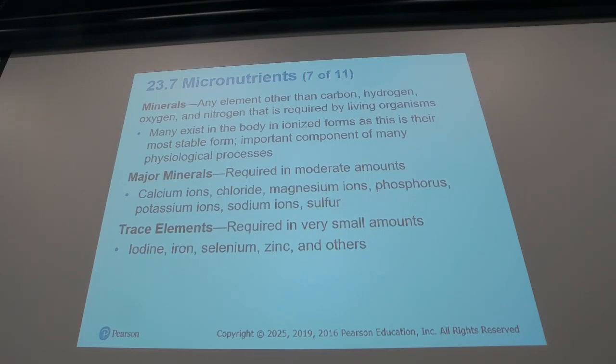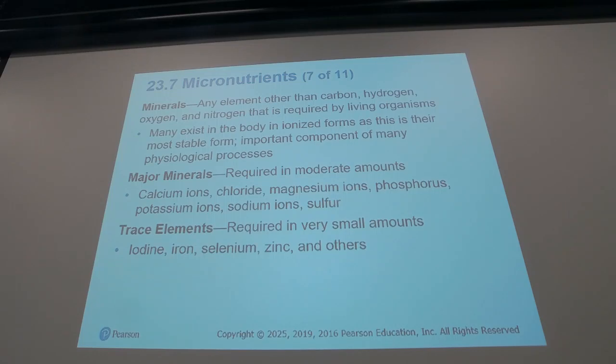Calcium. Calcium is a mineral. It's a macromineral. It is required in amounts of 1.2 grams or 1,200 milligrams and above in adults. Okay, and then we have, well, that's a major mineral. And then we have other minerals that are not required in large amounts. And zinc is one of them.